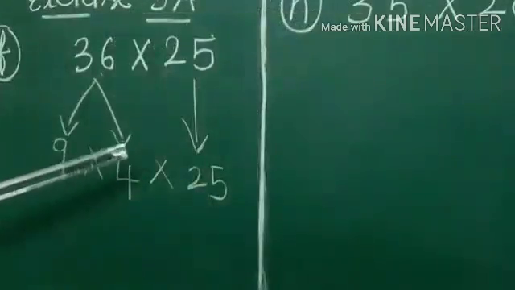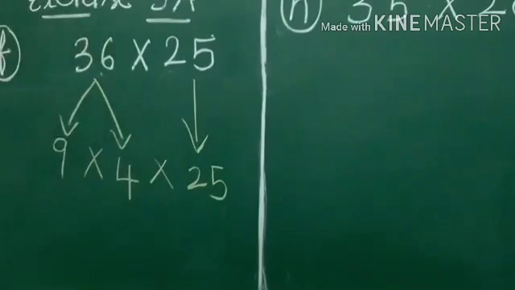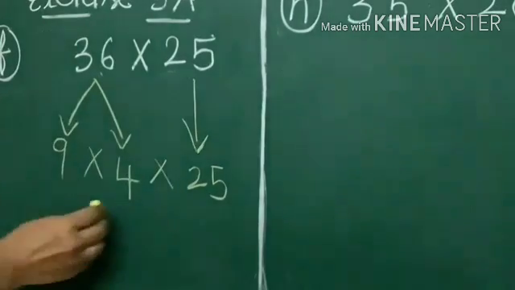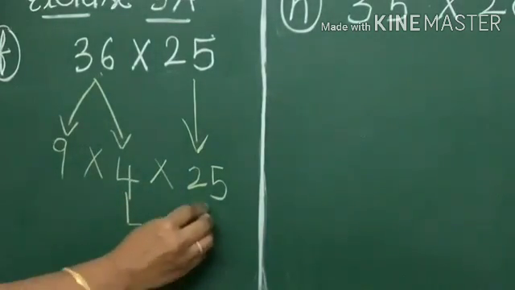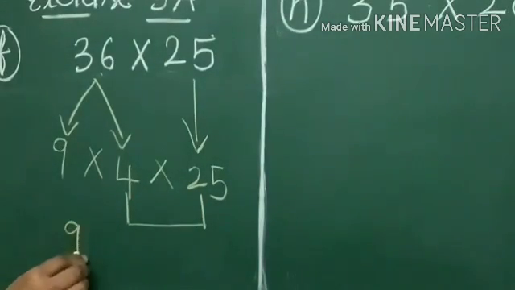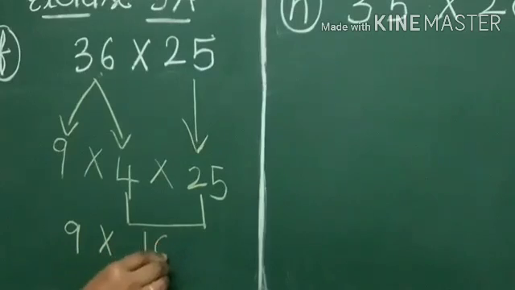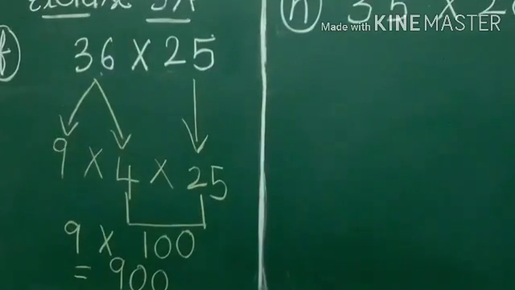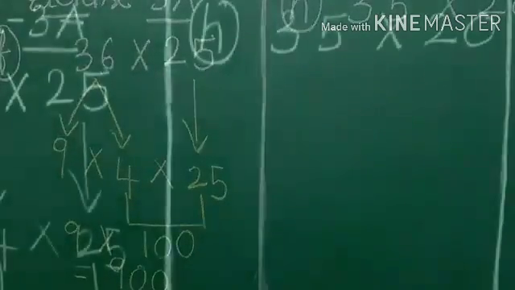Now I have to use the first strategy, that is multiplying the numbers in any order to get the same product. Now I will take this 4, because if I multiply 25 into 4, I'll get 100. So 9 into 100, that equals 900. This is the way you will do it children. Let us see the H problem.